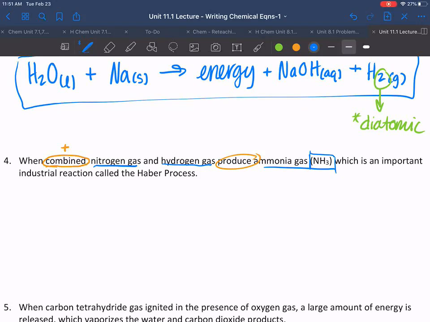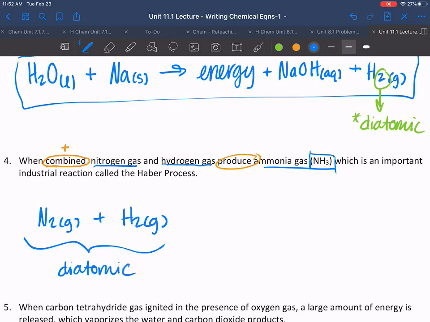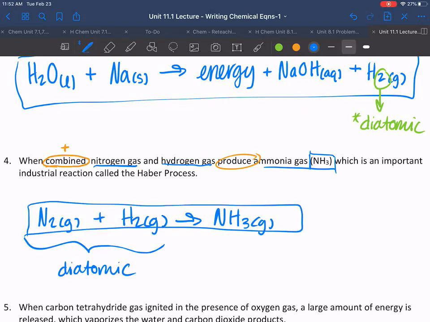How do we write nitrogen gas? Exactly, N2 gas. What about hydrogen gas? Wonderful, they're both diatomic. What comes next? An arrow. Arrow, and then we're producing NH3 gas. So this one wasn't too bad. We didn't even have to think about writing ionic formulas here. Any questions about that one?